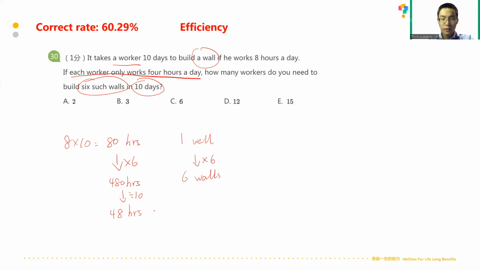So how many workers do we need? It's divided by 4. And that will give us 48 divided by 4, 12 workers. We need 12 workers to build 6 walls in 10 days. So the correct answer is D.